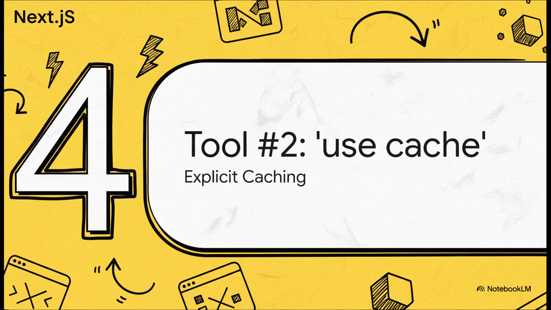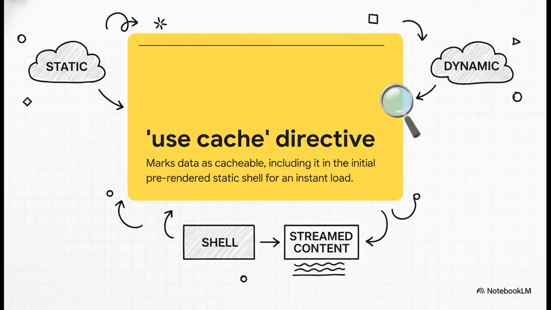All right, so Suspense is for streaming content that absolutely must be dynamic. But what about data that's dynamic but maybe doesn't need to be fetched on every single request? For that, we have our second tool, the use cache directive. Think of use cache as the flip side of Suspense. Instead of carving out a dynamic hole in your static page, use cache tells Next.js, hey, I know this looks like a dynamic data fetch, but I want you to run it once, cache the result, and just bake it into the static build. It's how you explicitly opt into caching for things that would otherwise be dynamic.